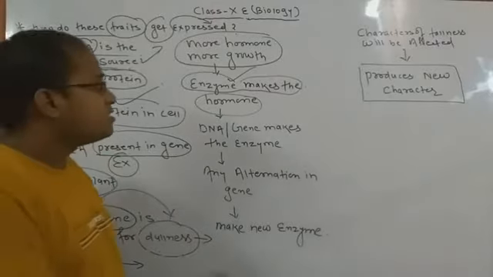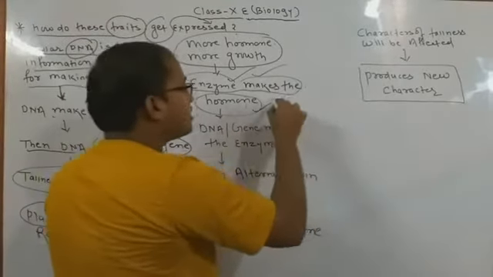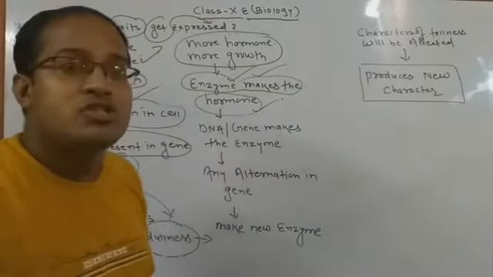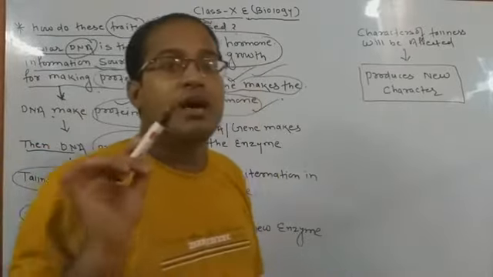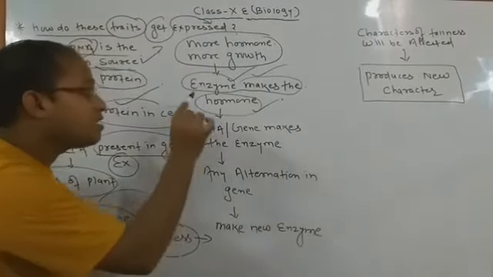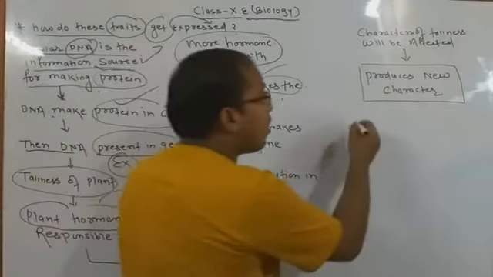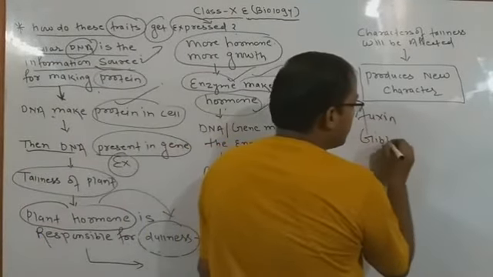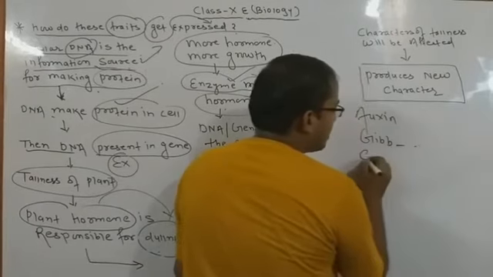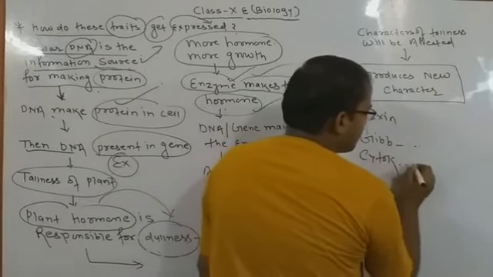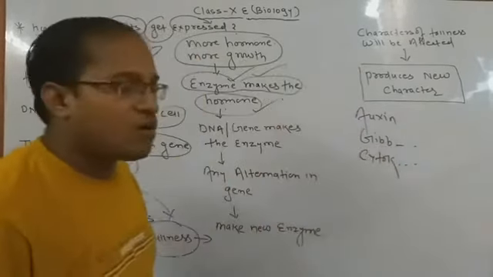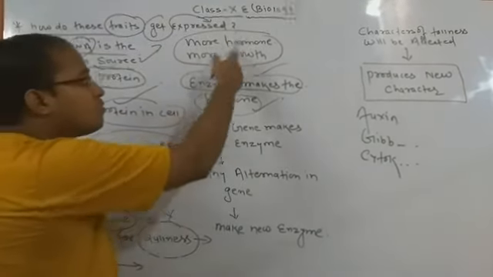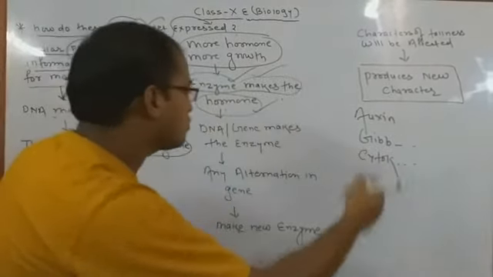ठीक है, here enzymes make the hormones. It means that here enzyme is totally responsible for making the hormones. So most important point, those hormones may be auxin, okay, and gibberellins, and cytokinin, and several types of hormones are responsible for growth. If you provide more hormones, definitely the plant will also grow.